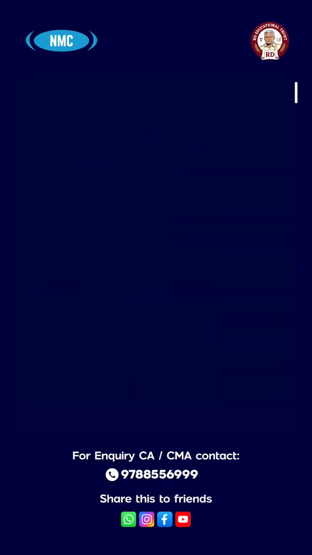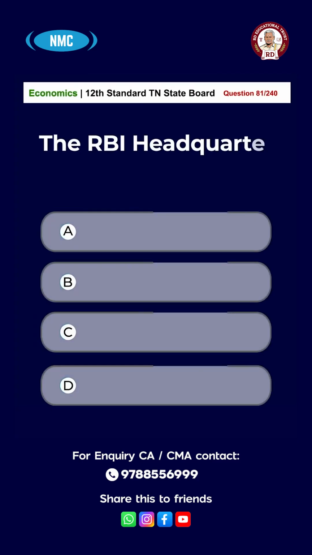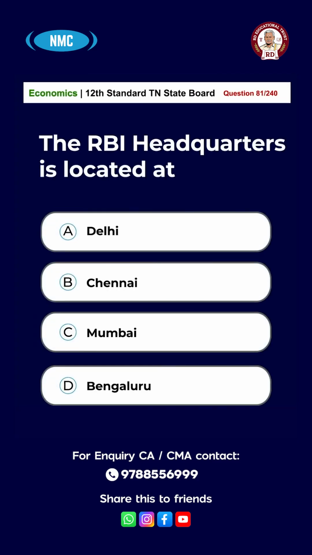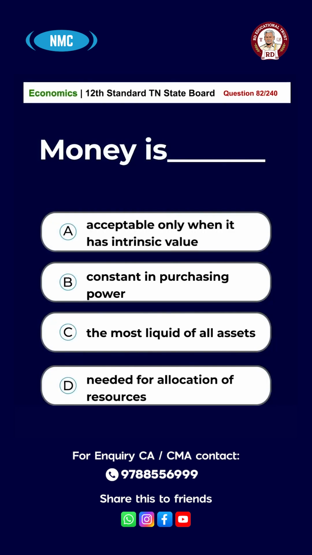Chapter 5, Monetary Economics. Question number 81. The RBI headquarters is located at A, Delhi, B, Chennai, C, Mumbai, D, Bengaluru. The answer is option C, Mumbai.